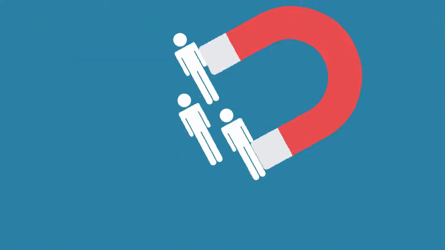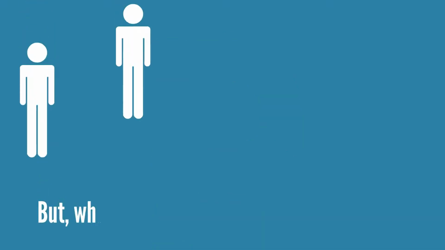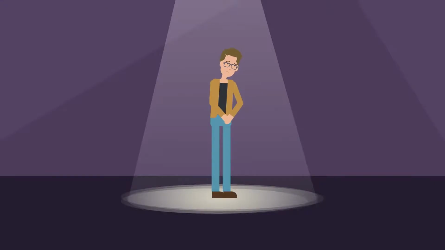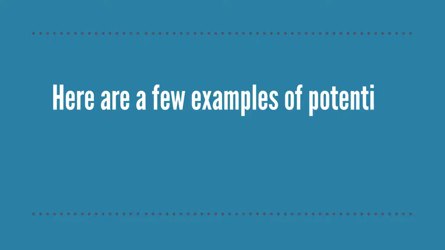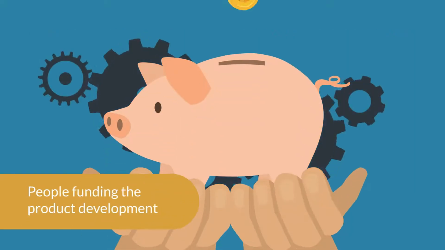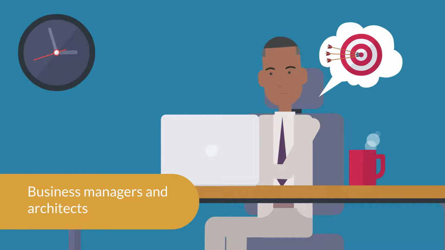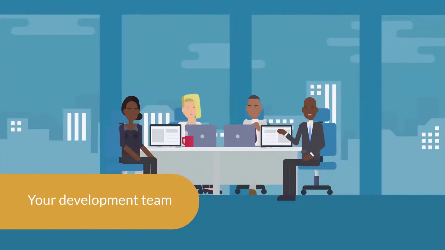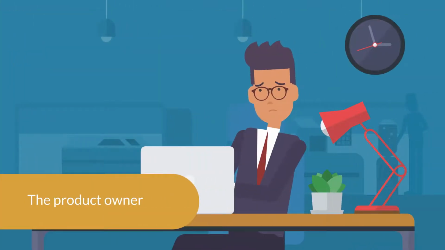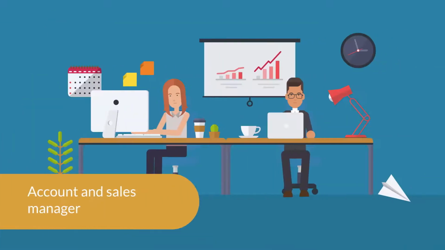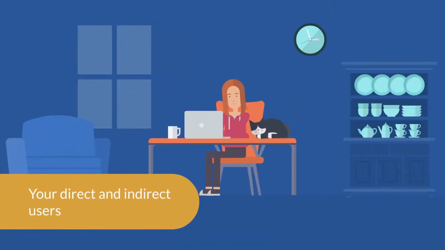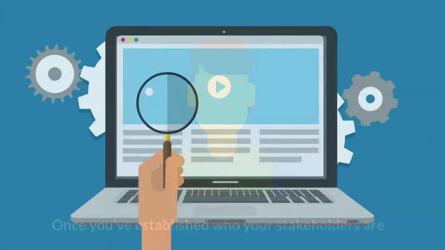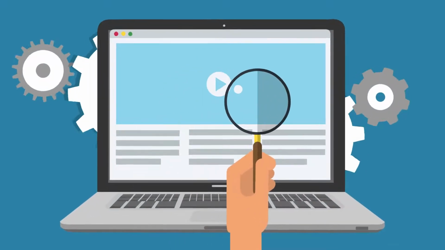Of course, your end users fall under this category, but while all end users could be stakeholders, all stakeholders aren't end users. Here are a few examples of potential stakeholders: people funding the product development, business managers and architects, data architects and database administrators, your development team, the product owner, the project manager, account and sales manager, your direct and indirect users. Once you've established who your stakeholders are, you can then move on to identifying your customers' problems.